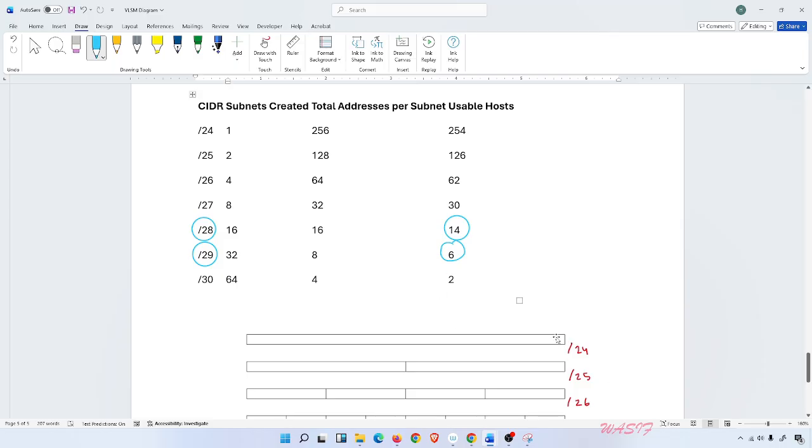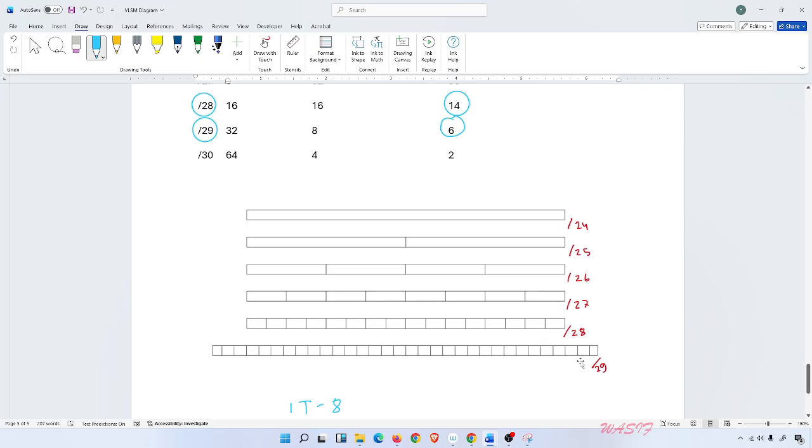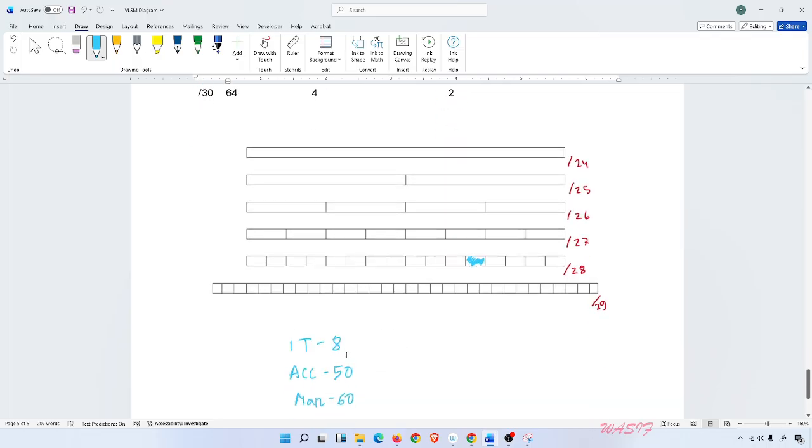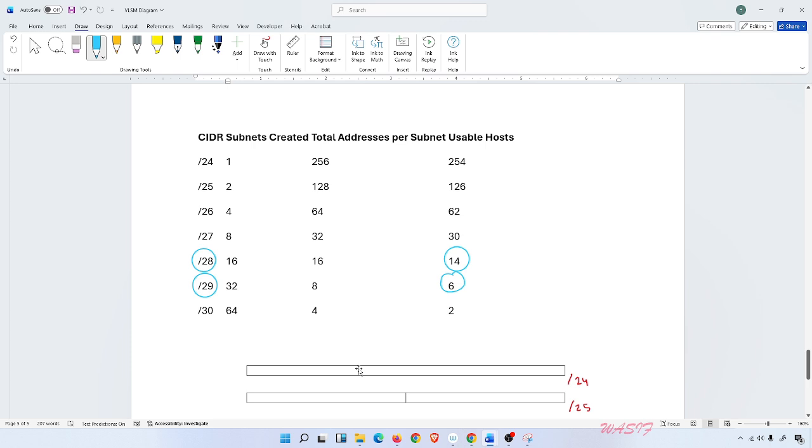Now look at here very carefully. I can take one from /28, so I will take this one for the IT department. Now for the accounting department, I need 50 IP addresses. Here I have only 14 usable IP addresses, so it cannot solve the problem for 50. Here 30, it cannot solve it as well. The nearest one that can solve the problem is 62, because you need something greater than or equal to 50.